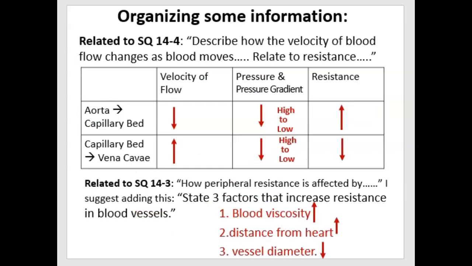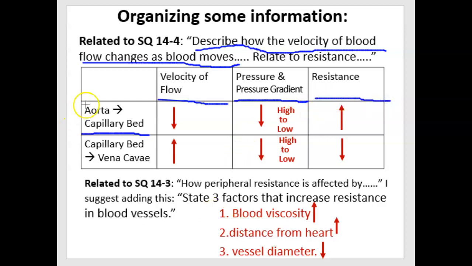Okay, so now I have some suggestions about how to organize this information. You need to describe how the velocity of blood flow changes as it moves through the circulatory system and relate resistance and pressure gradients to this. So I tend to make a table for this and I think about, okay, well, we need to know about velocity, we need to know about how the pressure gradients are changing, and we need to know what happens with resistance. So I first start with the arterial system from the aorta to the capillary bed.